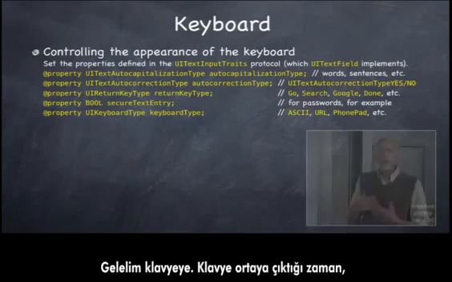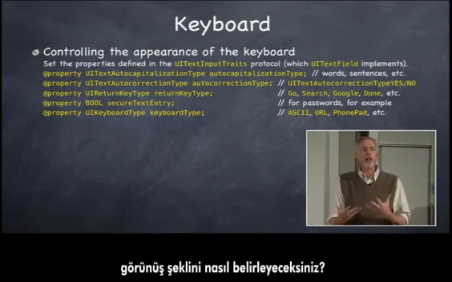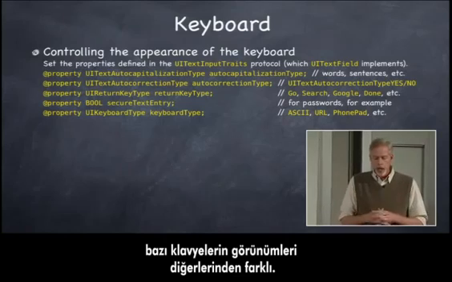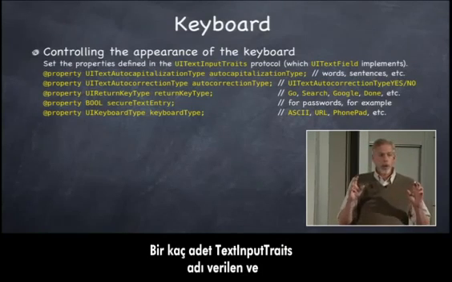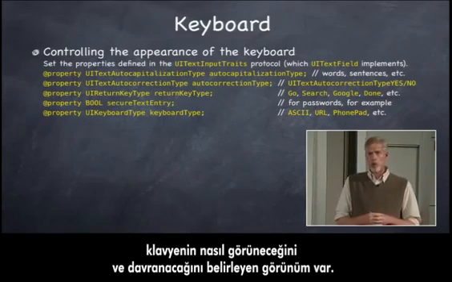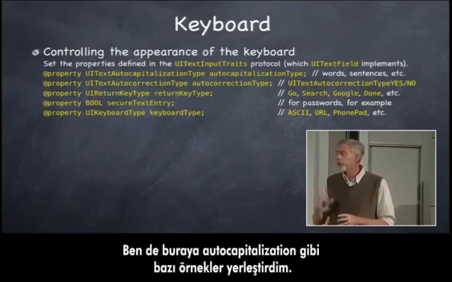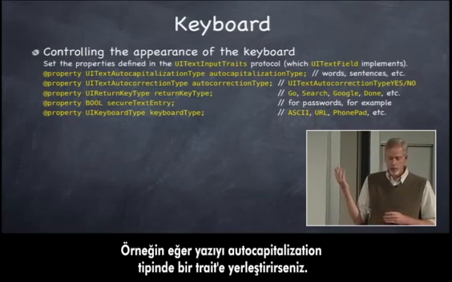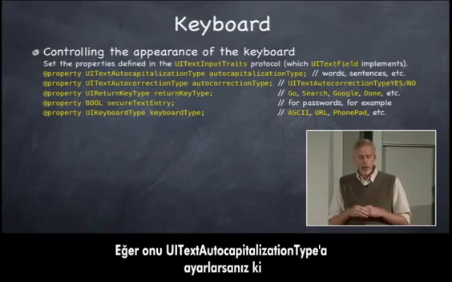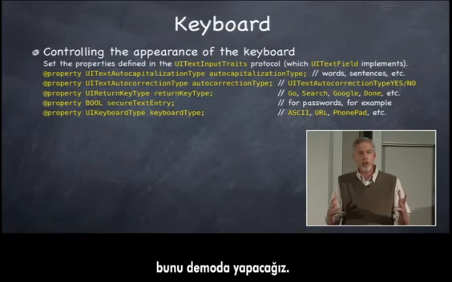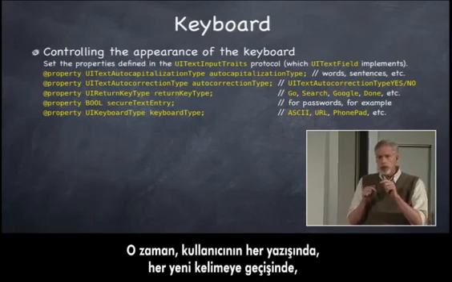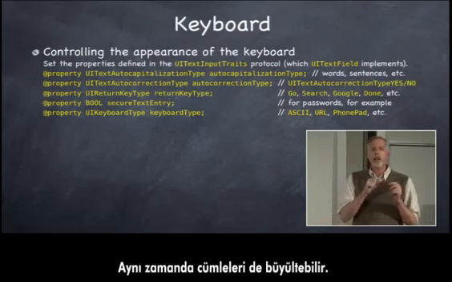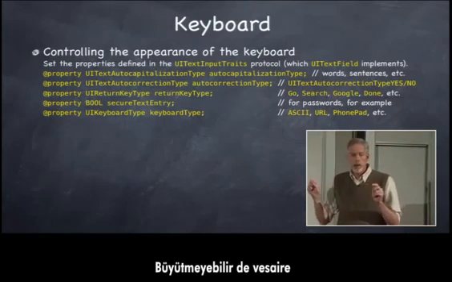So when the keyboard comes up, how do you control what it looks like? Because you've probably seen on the iPhone and on the iPad, some keyboards look different than others. There are quite a number of what are called text input traits that control how the keyboard looks and acts. I put some examples here, like auto capitalization. If you set the text input trait called auto capitalization type to UITextAutocapitalizationType words, which we're going to do in the demo, then as the user types, every time they get to a new word, it'll capitalize that word. Okay? And it can also do sentences, it can do no capitalization, etc.